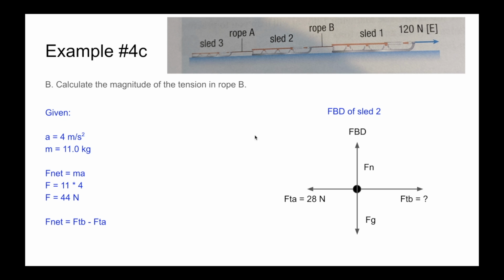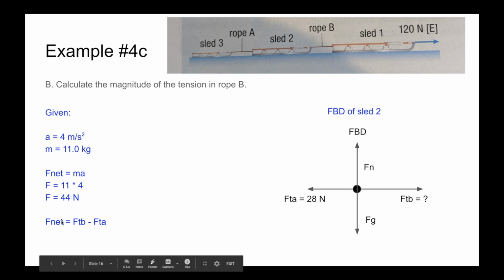But that doesn't mean that FTB equals 44 newtons, because we also have the FTA acting in the other direction. So the net force is the difference between these forces. So basically FTB subtract FTA must equal 44 newtons. So we can plug those numbers into this equation here, F net equals FTB minus FTA, and solve for FTB, which equals 72 newtons.